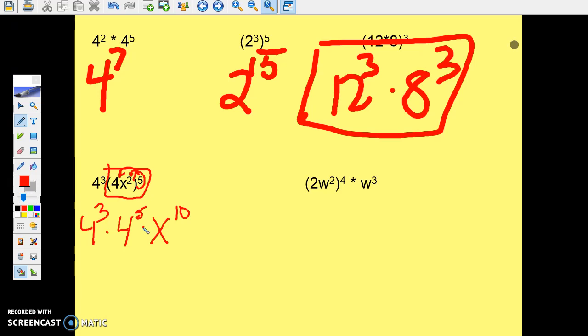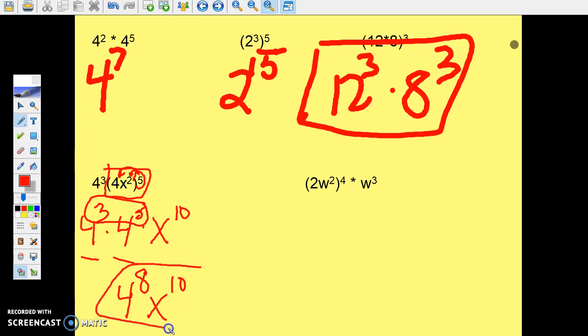But before I'm finished, I look and see, are any of these bases the same? Well, yes. Those 2 4s are both a base of 4. Because the bases are the same and it's multiplication, I must add these 2 exponents together, which results in 4 to the 8th power. And then the x to the 10th has nothing common to combine, so it would just stay as x to the 10th. My answer would be 4 to the 8th times x to the 10th.